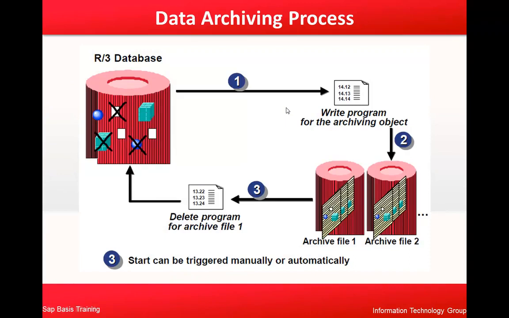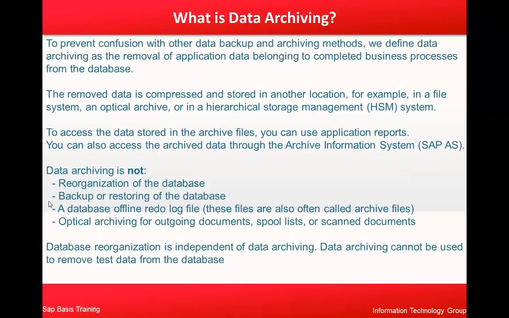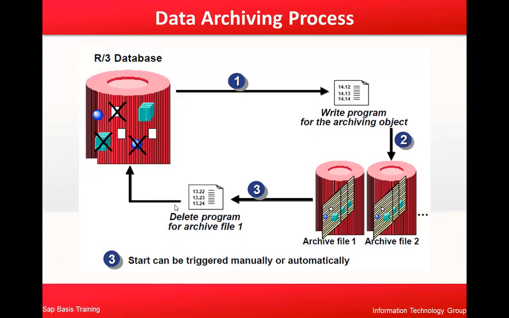Data archiving process. Step 1 is shown here. In step 1, we use the write program for an archiving object. We find the archiving object for a business process, and we write those objects into the archive files. You have archive file 1, archive file 2. Once it is written, make sure that it is written successfully. After that, there is a delete program for archive file 1. The start can be triggered manually or automatically.